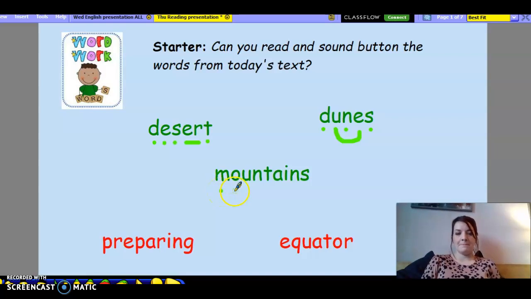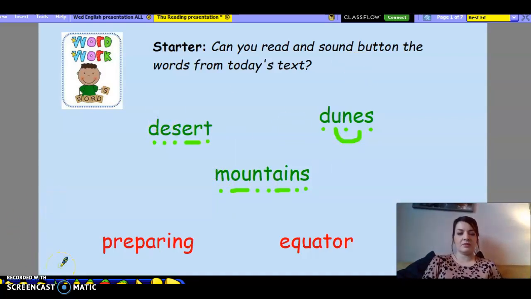And we've got m, ow, n, t, a, n, s. Oh, that's a very long word, so let's break it up into syllables. We've got mount, tains, mountains. So we say that part slightly differently, mountains. I see a link between these words, desert, dunes, and mountains. Do you know what dunes are? Those are the hills that you get in sand dunes. So we've got desert, dunes, and mountains.